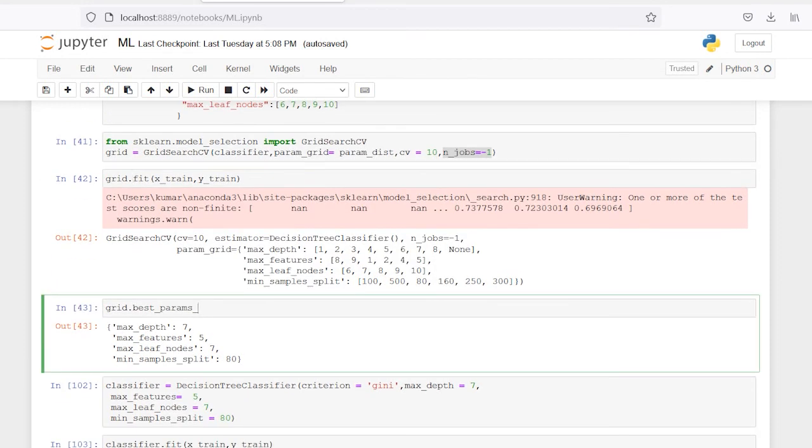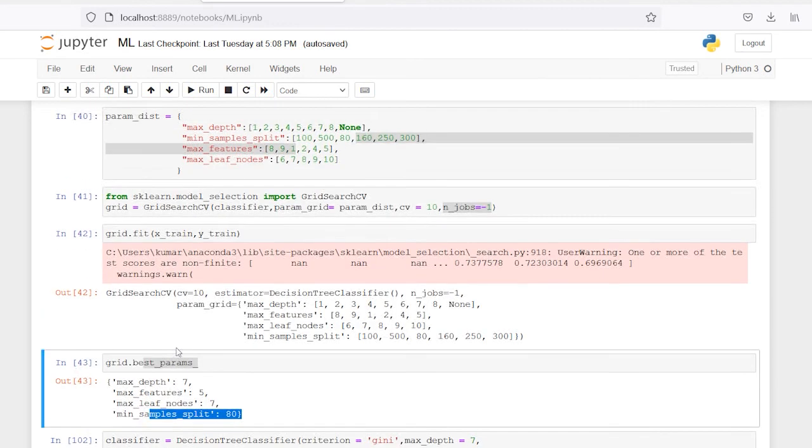Then it has shown me the best parameters for my data. The max depth was 7, the max features was 5, max leaf nodes was 7, and the minimum number of samples required for splitting the data was 80. If these values had been at the extreme side of my input range, such as if the max depth had been 8, I would have inputted 9 to check if it goes even higher. But it does not come out at the max side, so I will take 7 as my input.